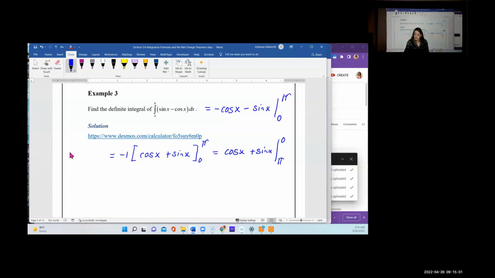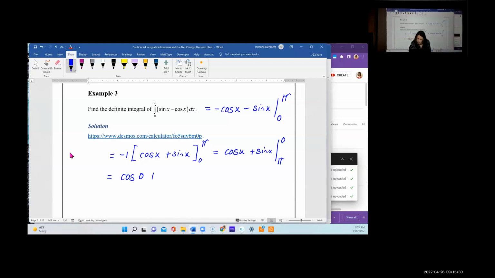Very effective technique to get rid of the negatives, very handy, something that you definitely want to keep in mind and do in the future. Because I would say that negatives are one of the biggest problems I see on definite integrals, messing up the sign. So now, because I don't have any negatives, I'm going to plug in the 0 to both. This is one of the techniques.